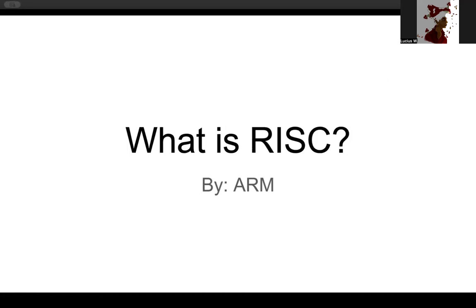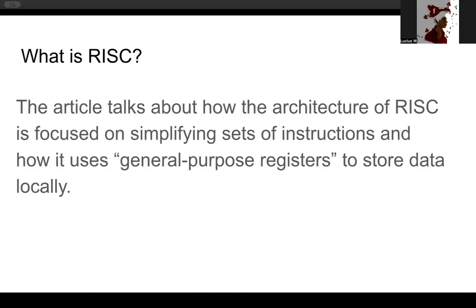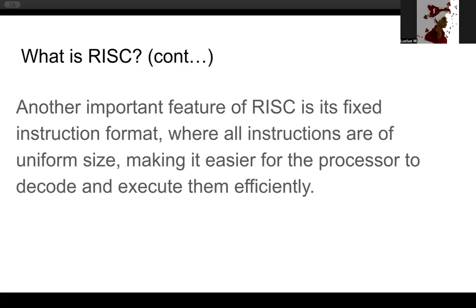The last article is called What is RISC by Arm. This one is more focused on the simple sets of instructions that RISC can use and the general purpose registers that they use to store data locally. An important feature of RISC is its fixed instruction format, where all the instructions are a uniform size, making it easier for the processor to decode and execute them efficiently.